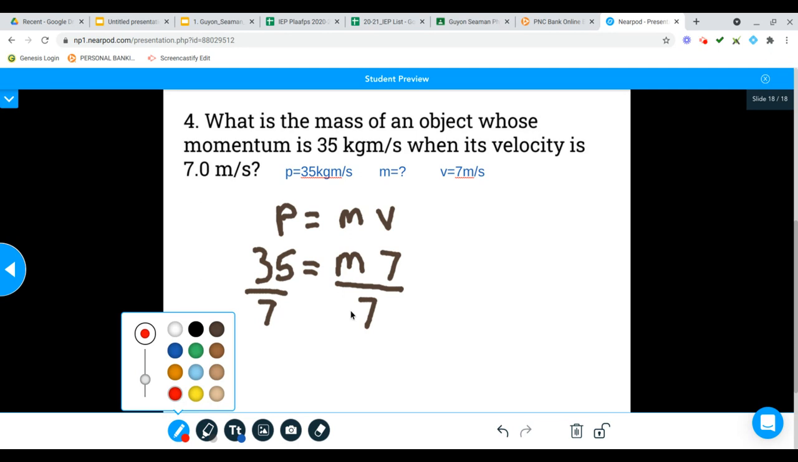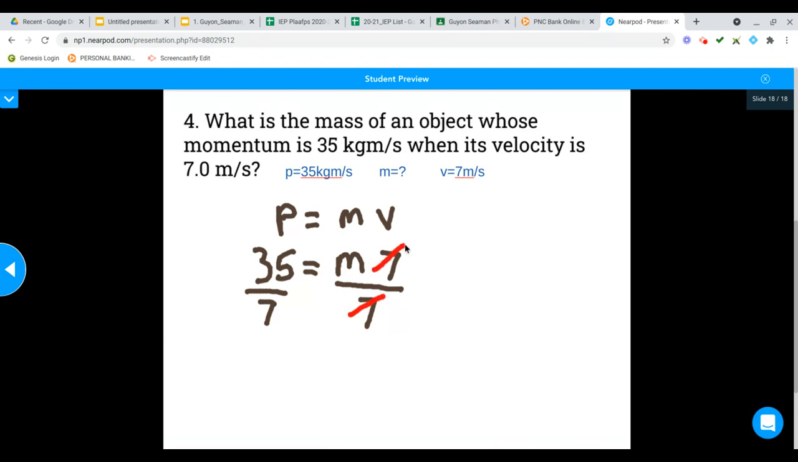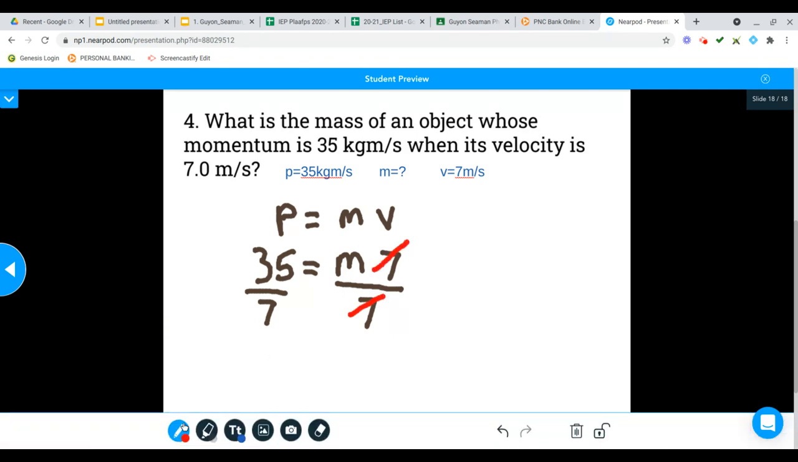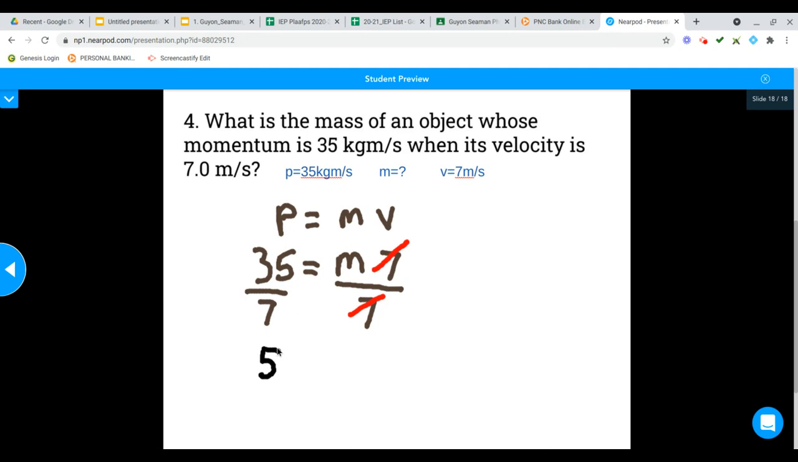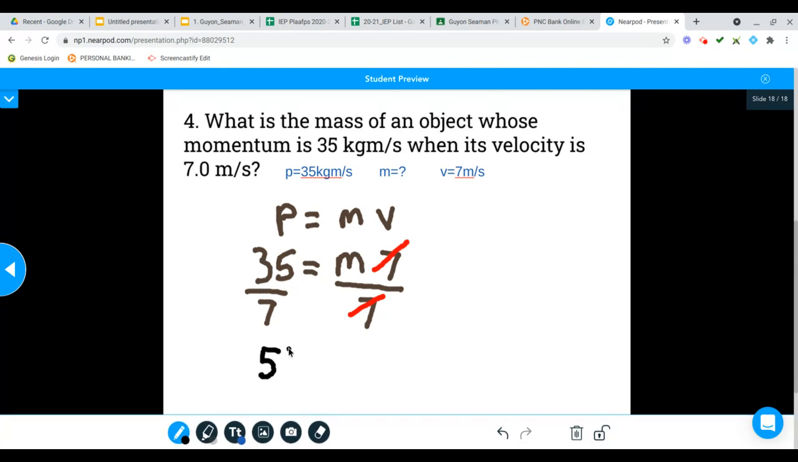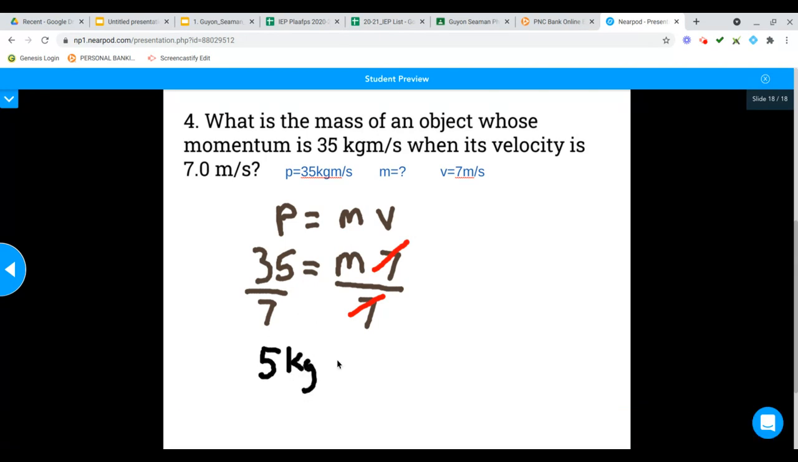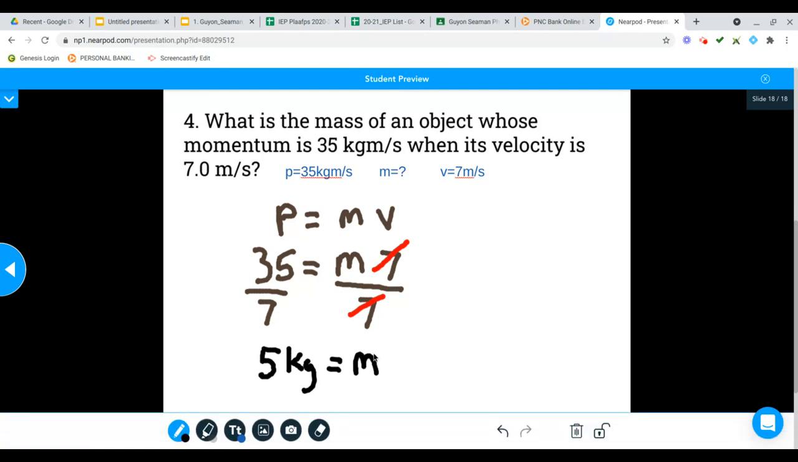That's going to cancel out my 7s here. Okay. So now I just have 35 divided by 7, which is 5. And it's a mass that I'm looking for, so it's going to be 5 kilograms equals M. Okay, and that is how you do these momentum problems. And good luck on the other problems. You have a couple to do on your own.